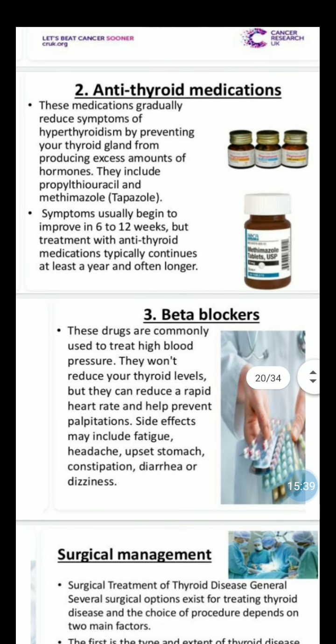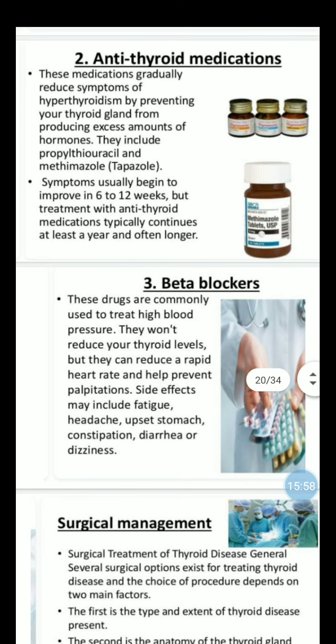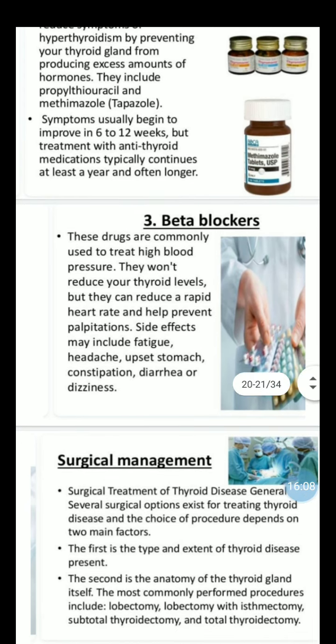Next, the use of beta blockers. These drugs are commonly used to treat high blood pressure. They won't reduce your thyroid level, but they can reduce rapid heart rate and help to prevent palpitation. Side effects may include fatigue, headache, upset stomach, constipation, diarrhea or dizziness.